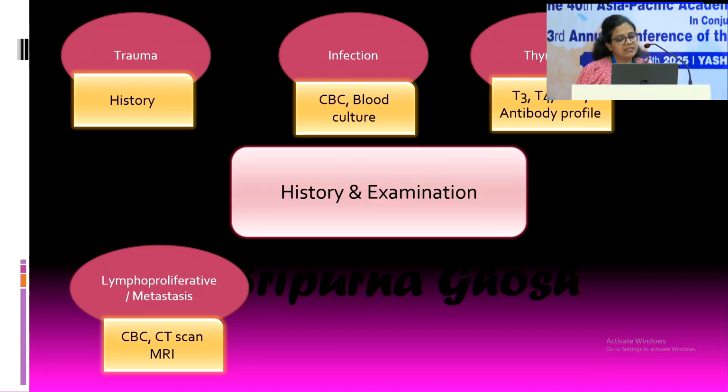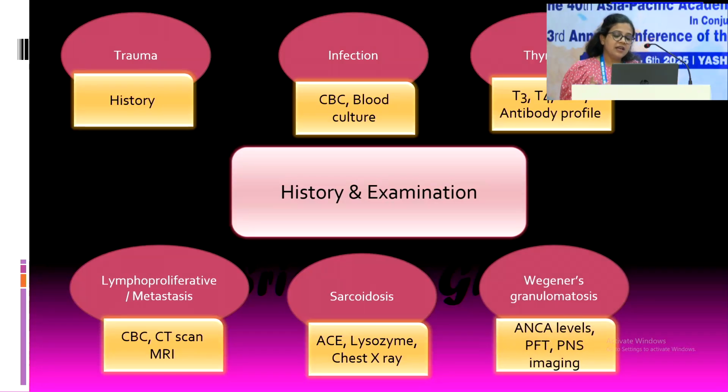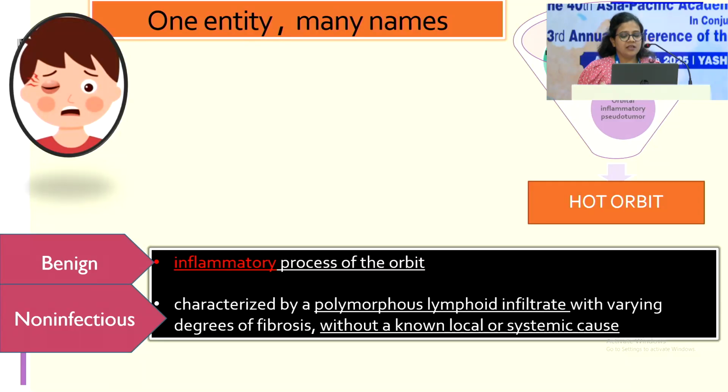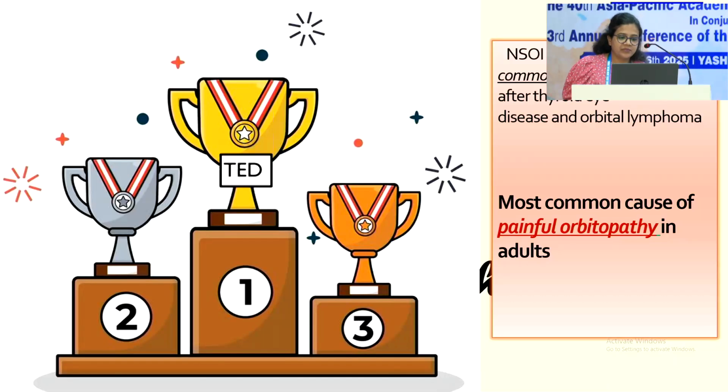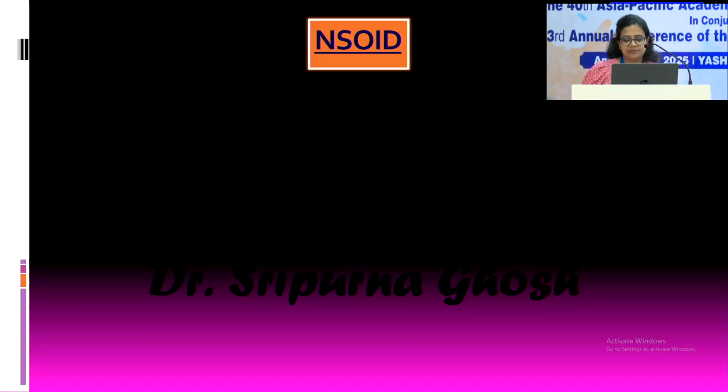For lymphoproliferative diseases, we have the CBC and the imaging. For sarcoidosis, the ACE and the lysozyme assays. And for Wegener's, the ANCA and the PNS images, to see whether there is any destruction of the PNS. When all are ruled out, then comes the idiopathic inflammation. There have been many names, non-specific orbital inflammation or IOID, but it is benign, non-infectious and often recurrent. In our population, thyroid comes first, then lymphoma, and then the painful orbitopathy or NSOI.